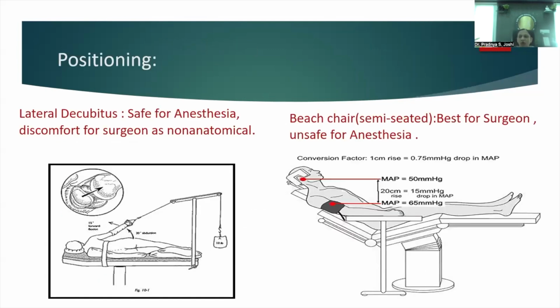Positioning, as you all know, lateral decubitus and the beach chair position, these are the two common positions given for shoulder surgeries. While the lateral decubitus position is safe for the anesthesiologist, the beach chair is best for the surgeon. And we have many problems with this.